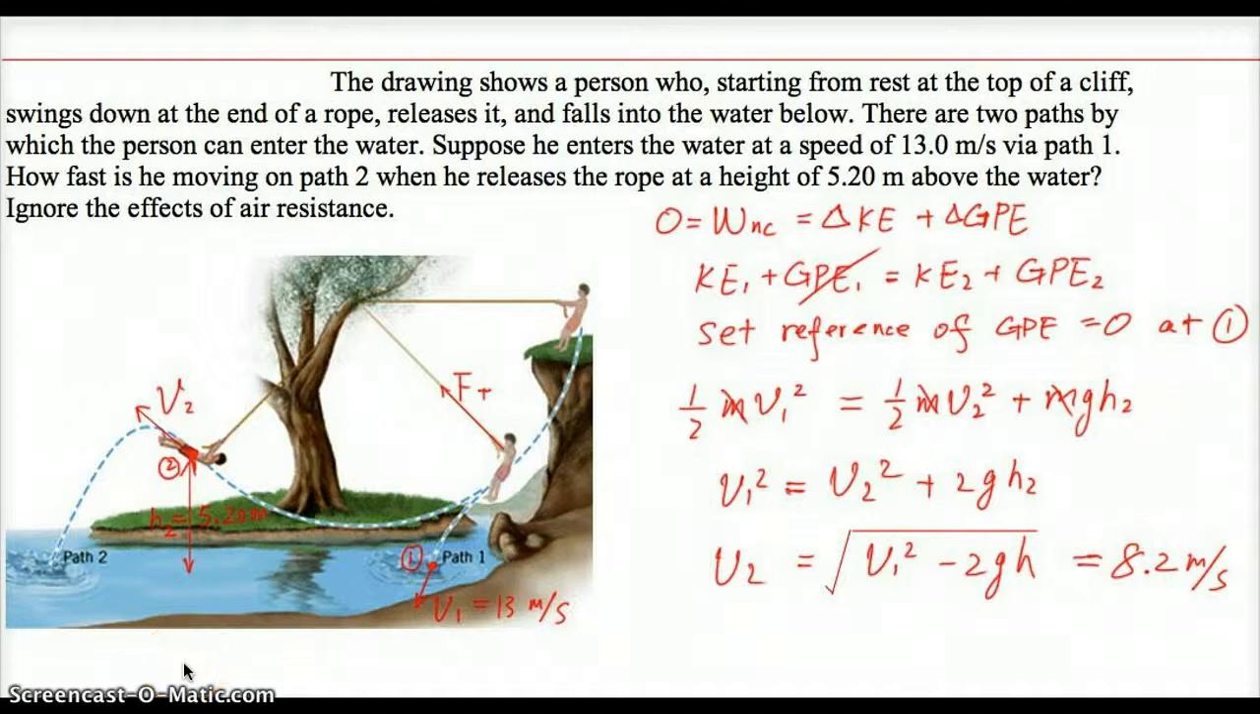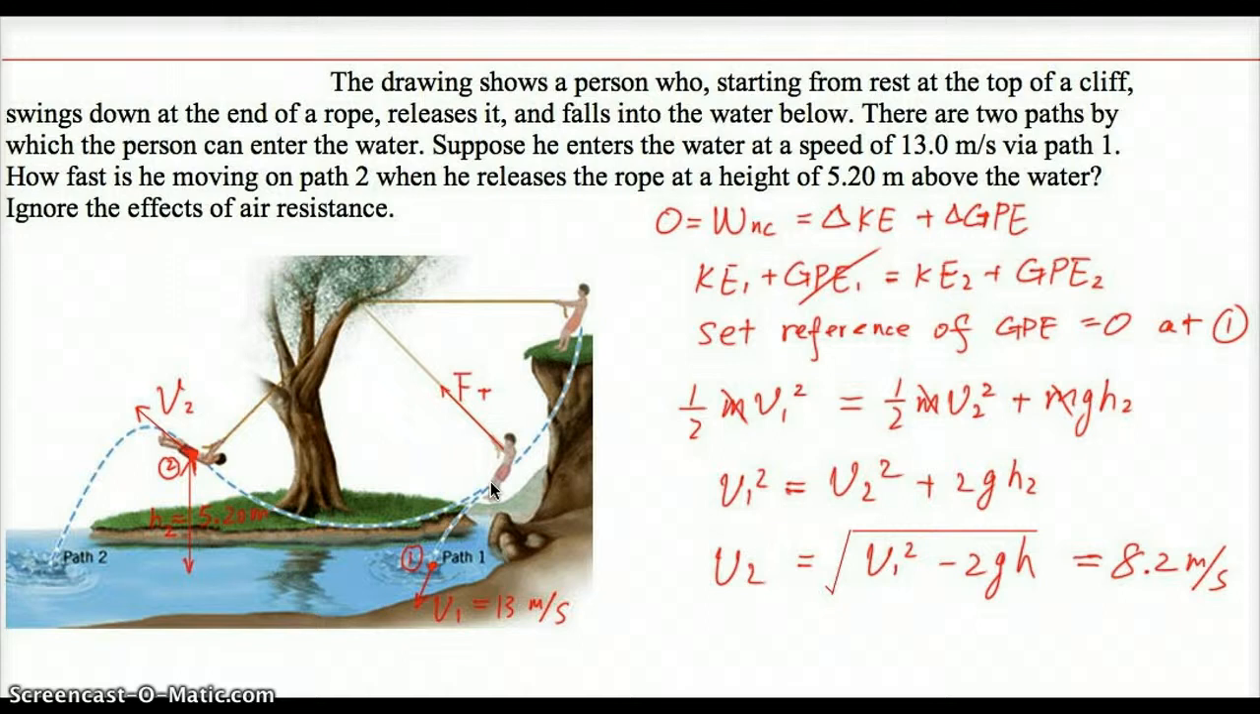So let's look at it in an example. We need to apply the conservation of mechanical energy, or we call it version 3, when there's no non-conservative force doing work. Okay, so this drawing shows a person starting from rest at the top of a cliff, swinging down, and at the end of the rope, releasing it and falling into the water.